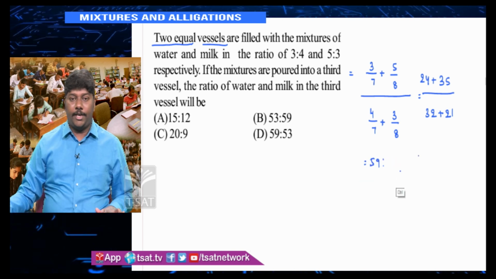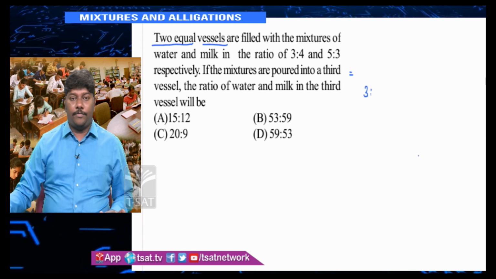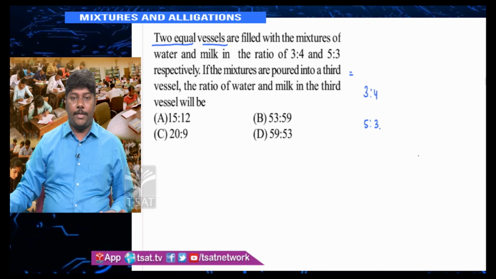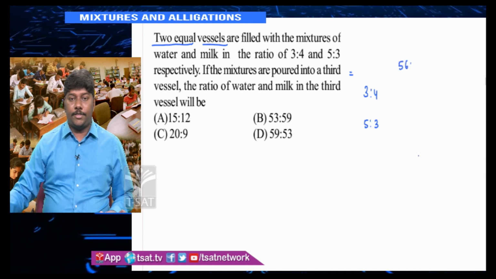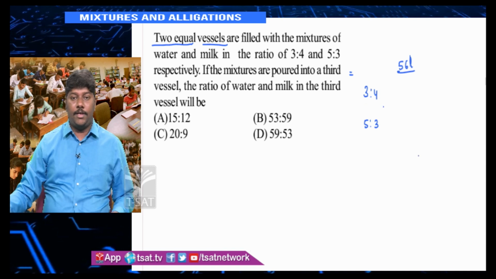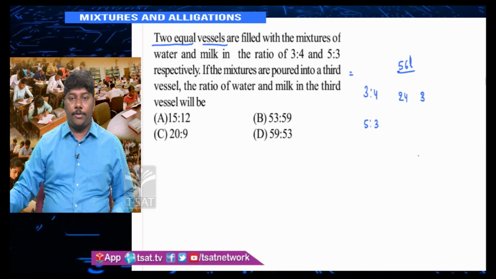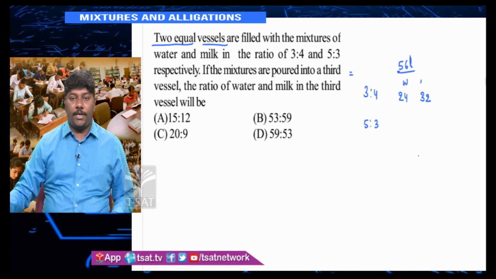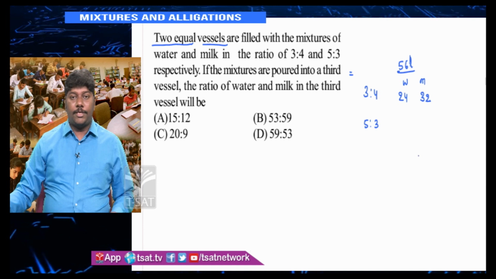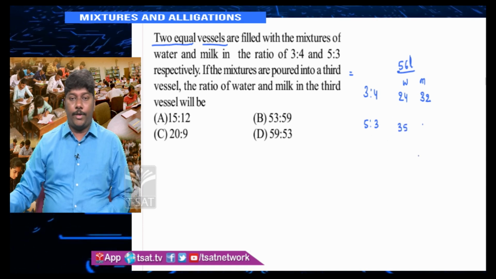The other way of doing it is by taking values. Take a value which is a multiple of these parts, 3:4, 5:3. 7 parts, 8 parts, take 56 liters. In this 56 liters, what is water and milk in the first one? 7 parts now. So each part is 8. So 3 8s are 24, 4 8s are 32. This is water and this is milk in the first one. In the second one, 8 parts is 56, means each part is 7. So 5 7s are 35, 3 7s are 21.